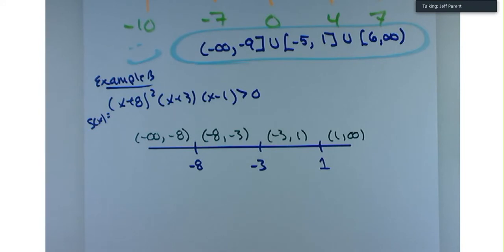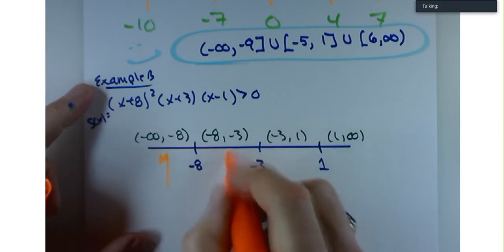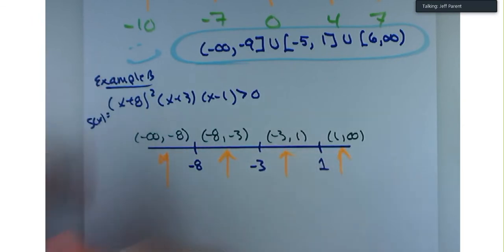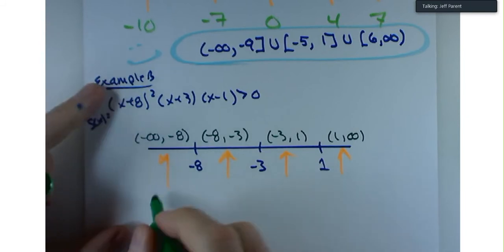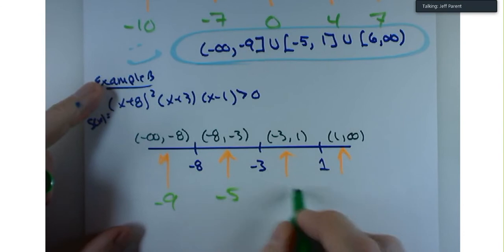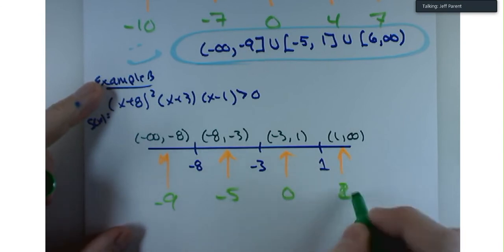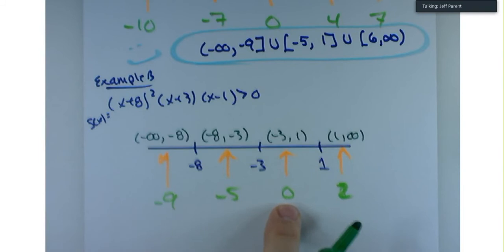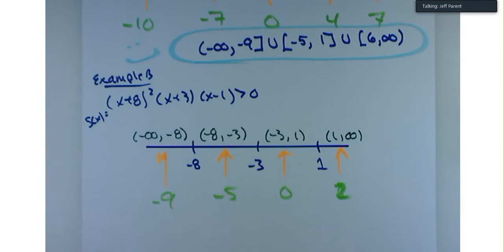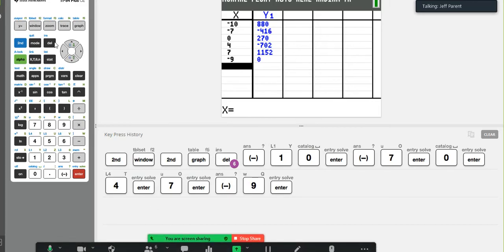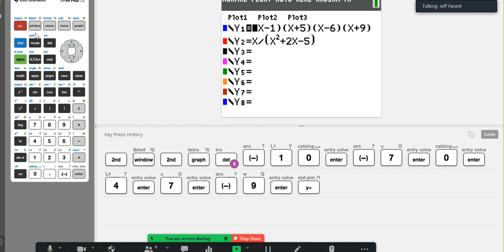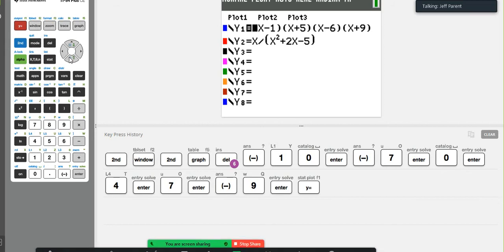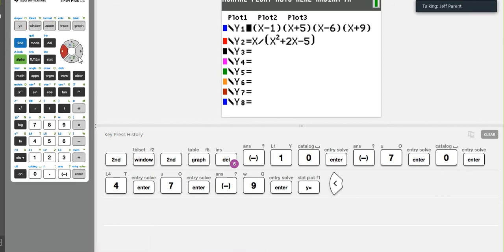I need test points like I did before. -9, good. -5. Keep going. 0 and 2. -9, -5, 0, and 2. I always like 0. It's just a friendly test point. So good job on those. Let's go back and plug those into our calculator. I'm going to shut this graph off. I think I can just clear that out altogether.